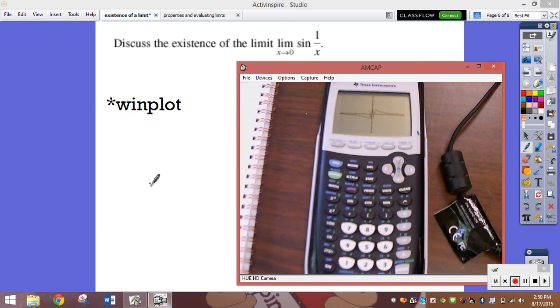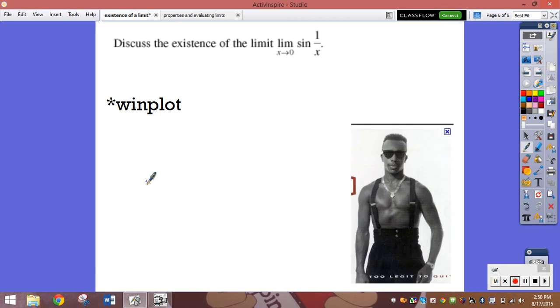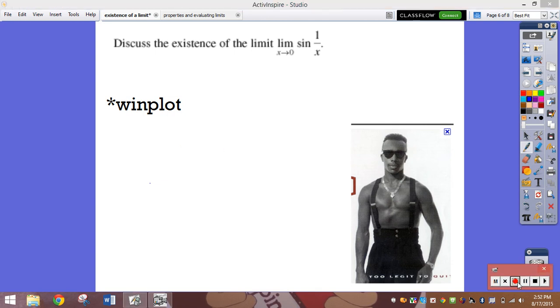So I wanted to take this opportunity to introduce WinPlot. It's a free program that you can get online that is designed for you to graph functions. You can do all types of different plots with this program, but sometimes visually you can get a better idea of the graph's behavior using a computer program instead of your graphing calculator. If you do a quick internet search of WinPlot, it'll bring up a page where you can download it for free, which I have already done.